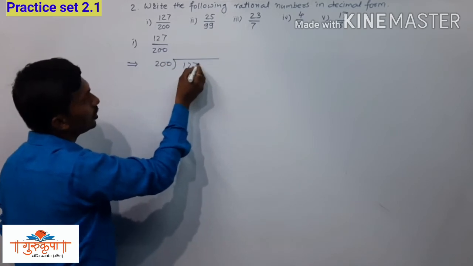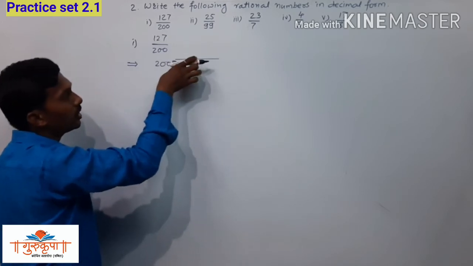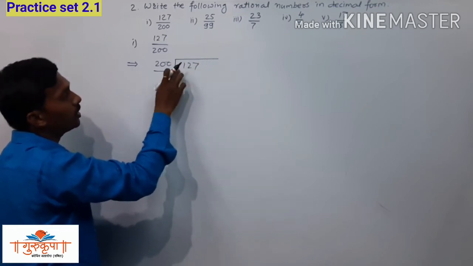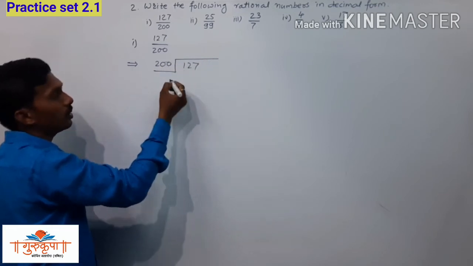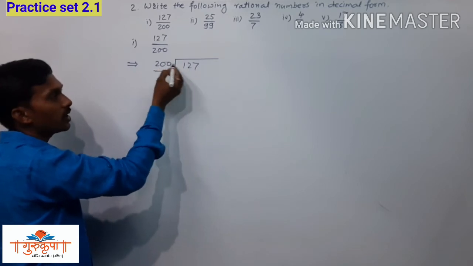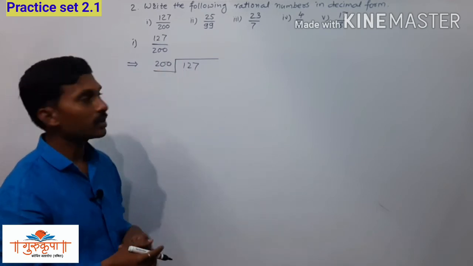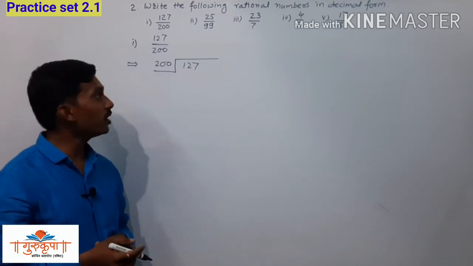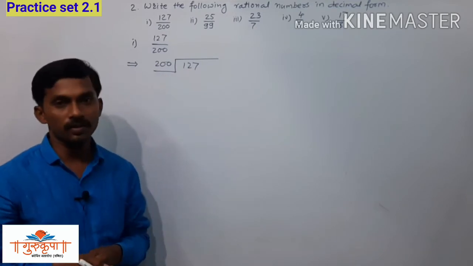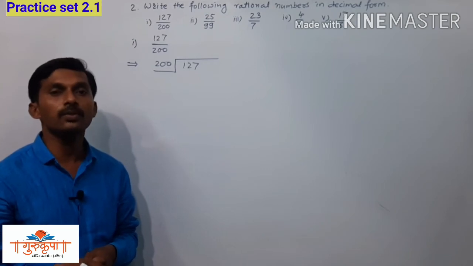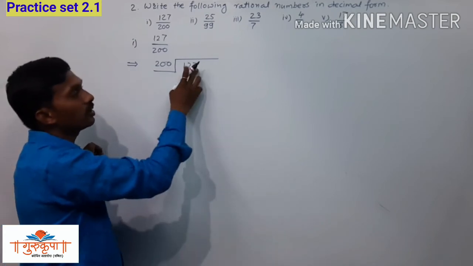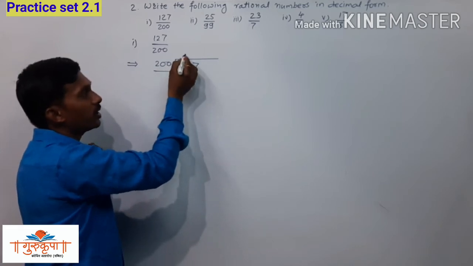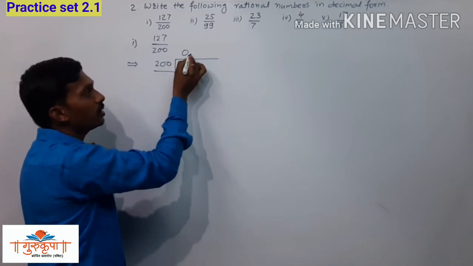127 divided by 200, and here we have to make the division. Since 127 is less than 200, we cannot divide 127 by 200, but we have to start with 0. If we divide this 127 by 200, the first division is of 0.